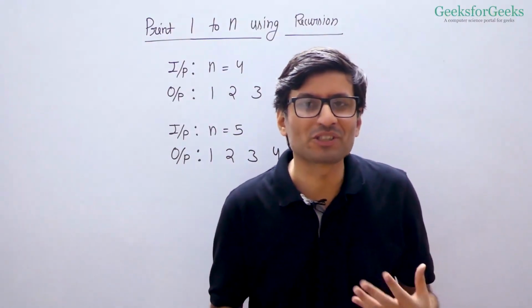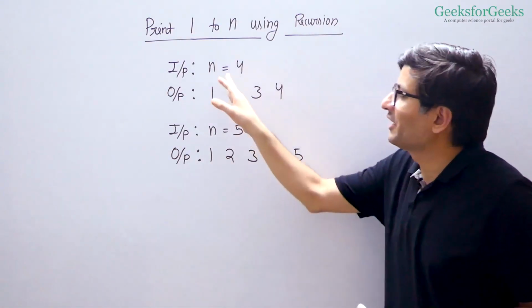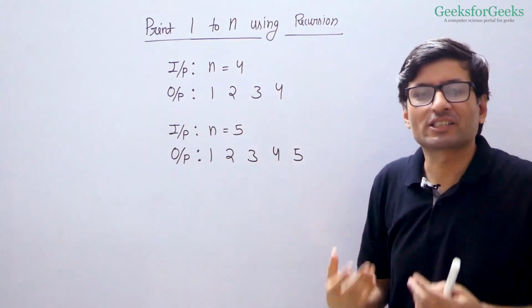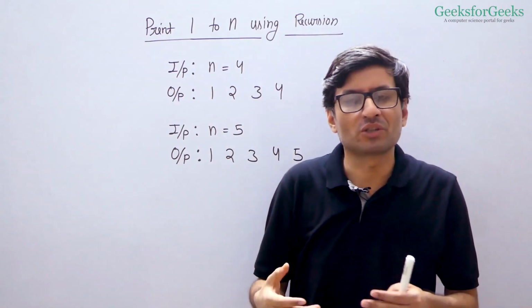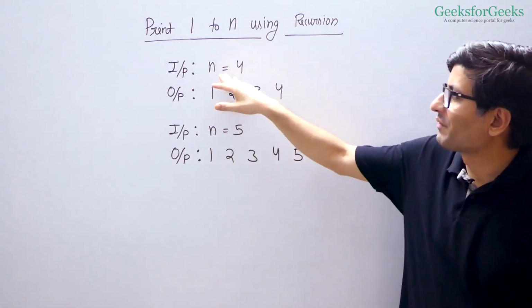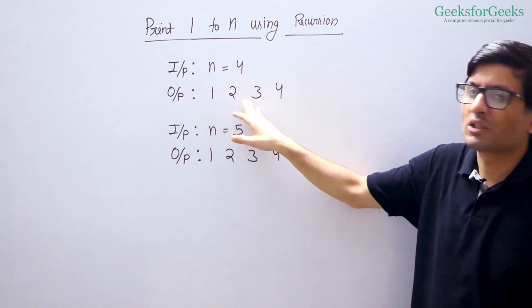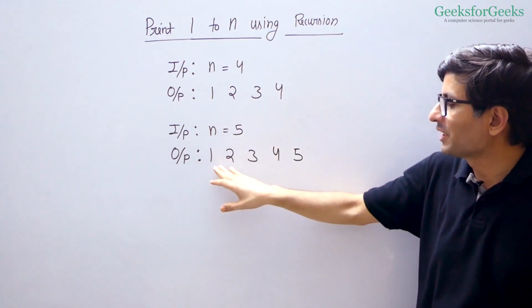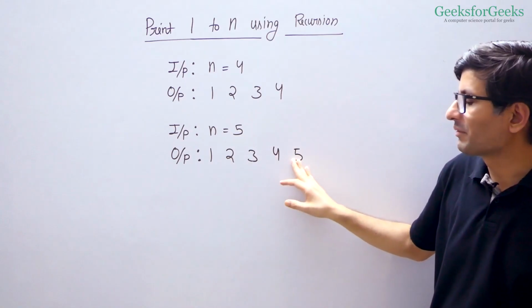Hi, let's talk about this problem. We are given an integer n. Our task is to print all the numbers from 1 to n. For example, if n is 4, then we need to print 1, 2, 3, 4. If n is 5, then we need to print 1, 2, 3, 4, 5.